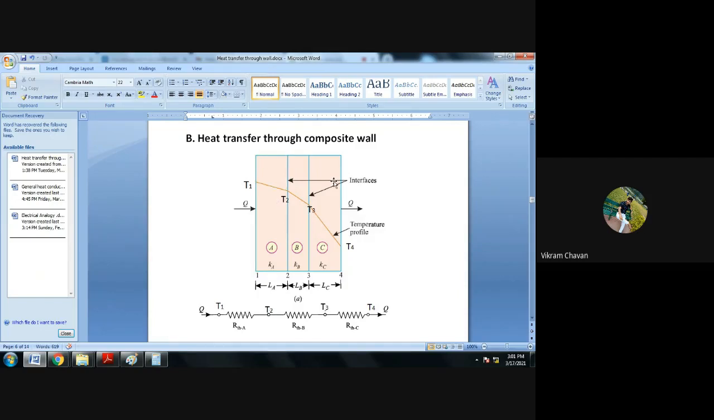Then in this case, if you draw the temperature profile, or change in temperature with respect to the distance, it will be in such a manner. It is a straight line within the single wall.